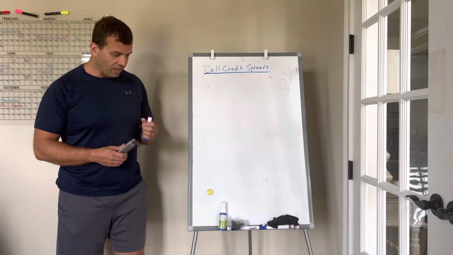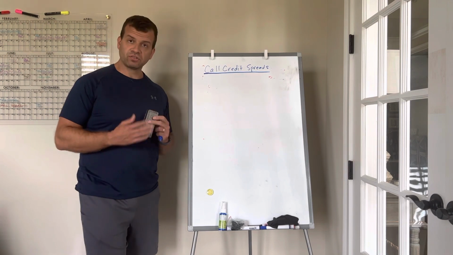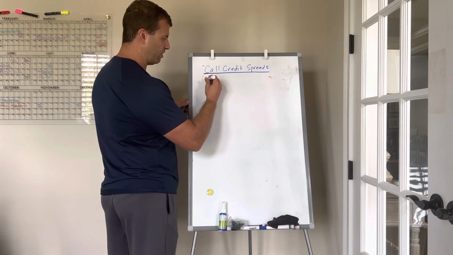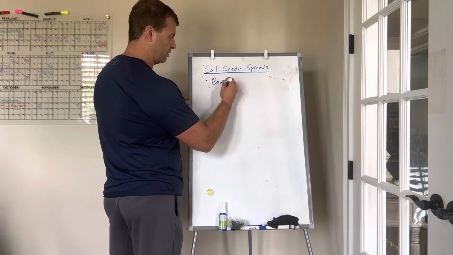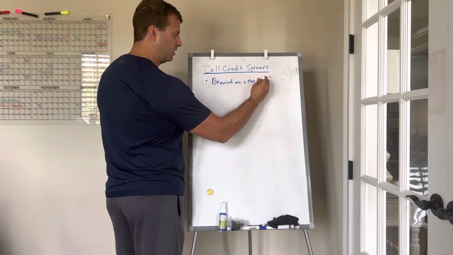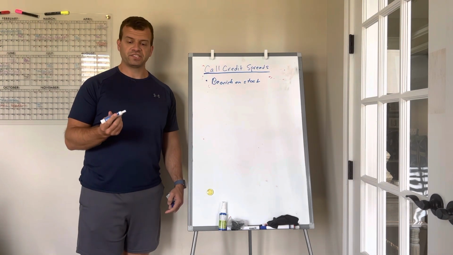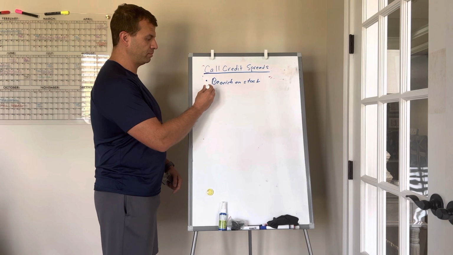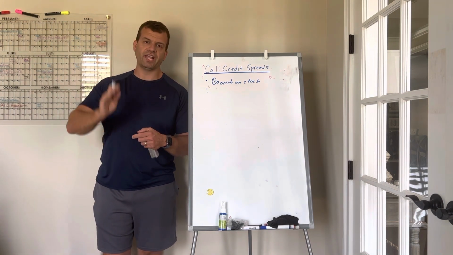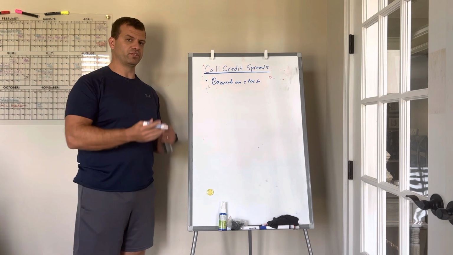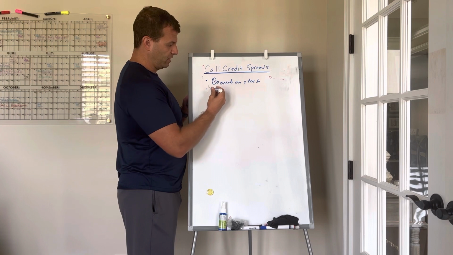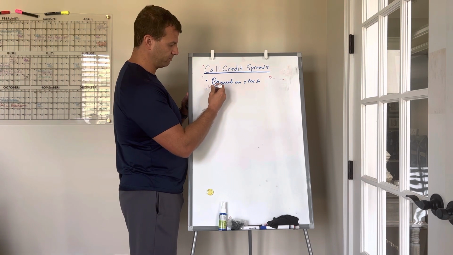So I want to talk about call credit spreads. And they are great when you're bearish on a stock in the short term. So you might believe that the stock is going to either stay where it's at or go down. That's what you're doing when you sell one of these. And you do sell them, you don't buy them. So how does it work?